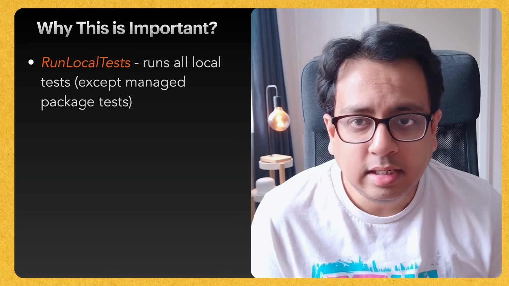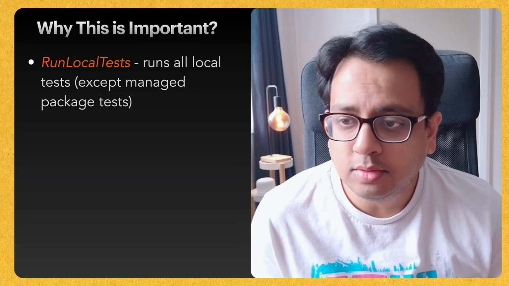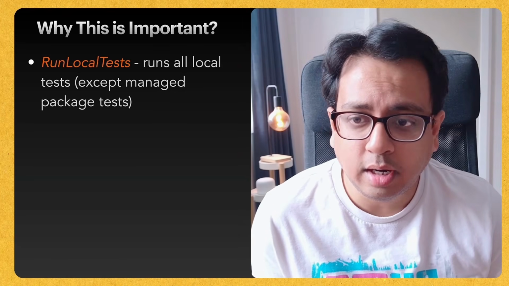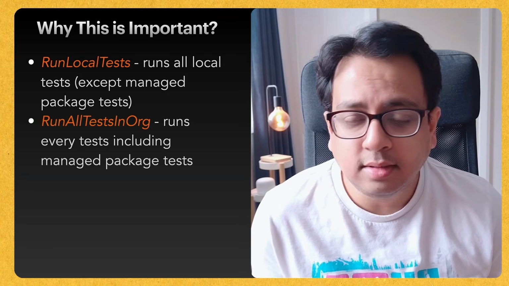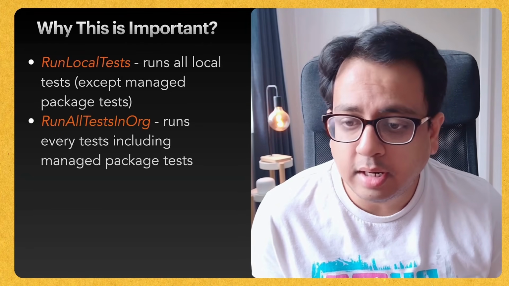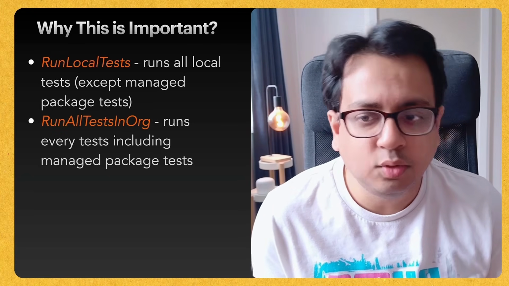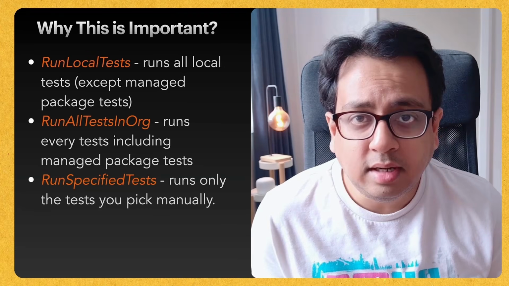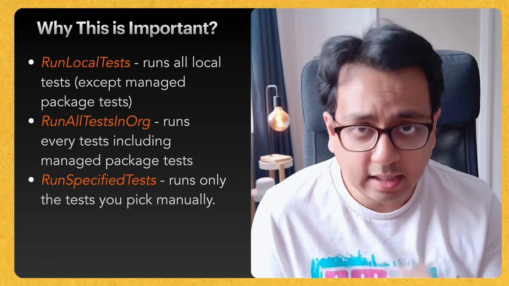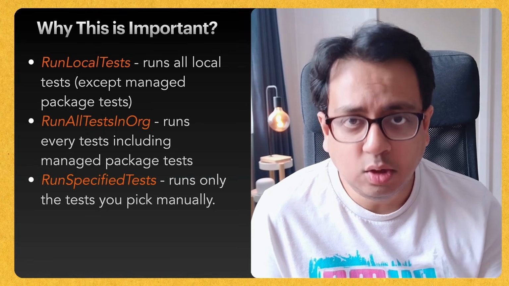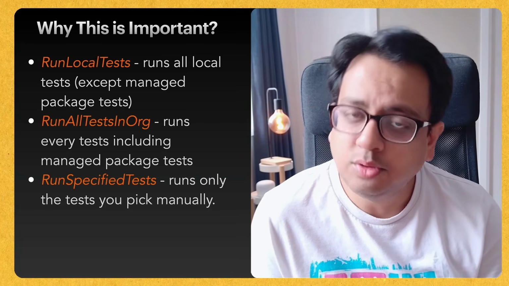As you can see on the screen, we have an existing test level called run local tests. What it will do is run all tests, but it is not going to run the tests from the managed packages. After that, we have run all tests in org, which is going to run every test, including the managed package tests. And then we have run specified tests, which only runs the tests that you pick manually. So as of today, we have three test levels: run local tests, run all tests in org, and run specified tests.